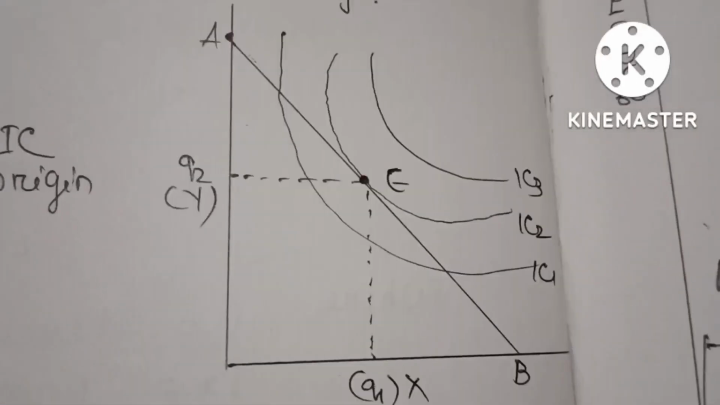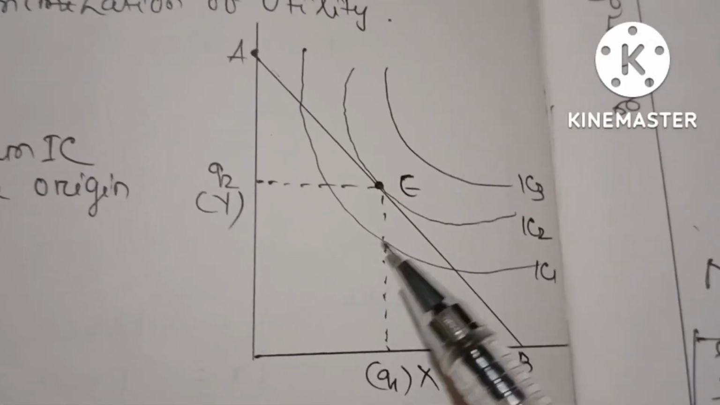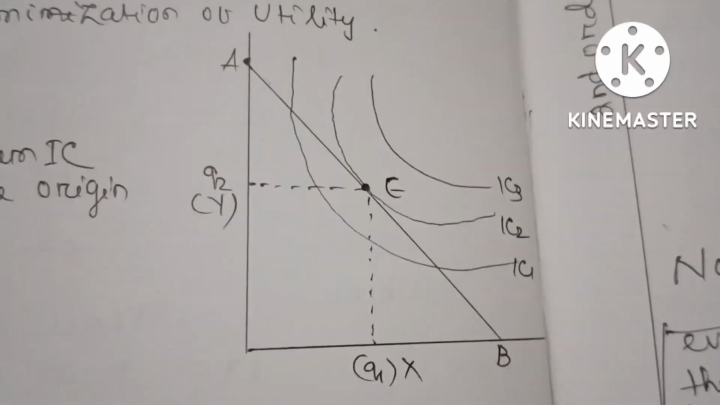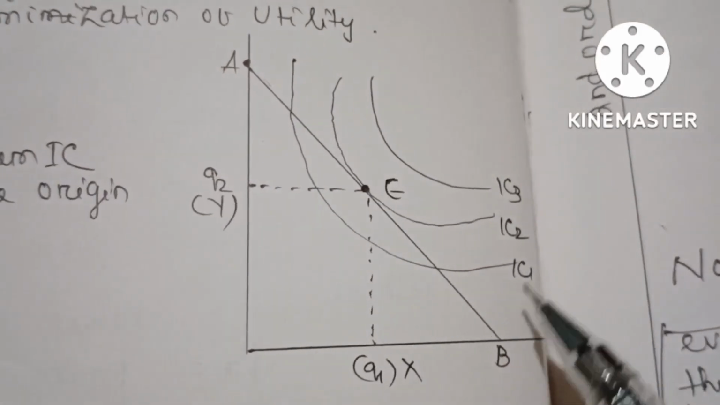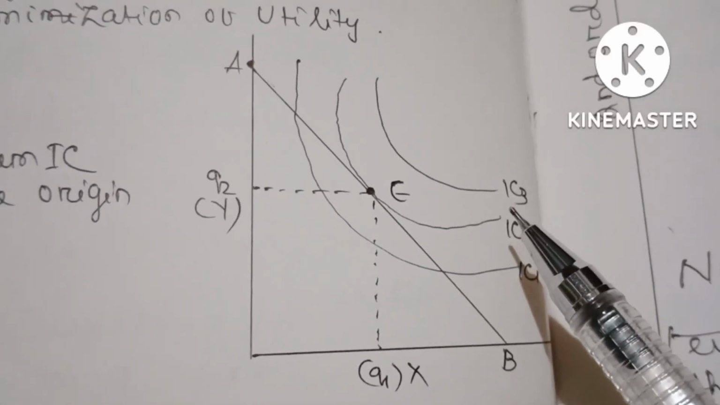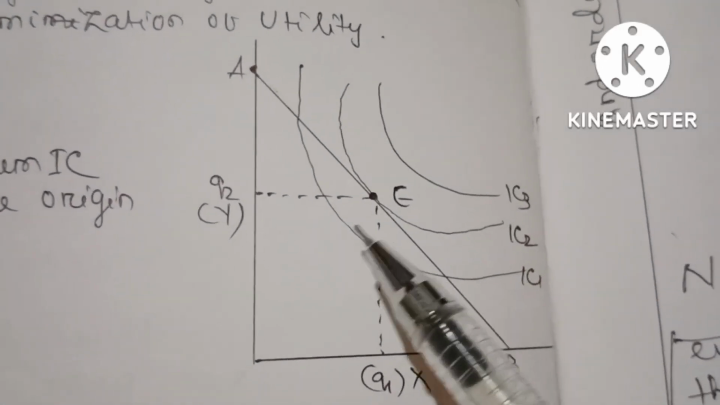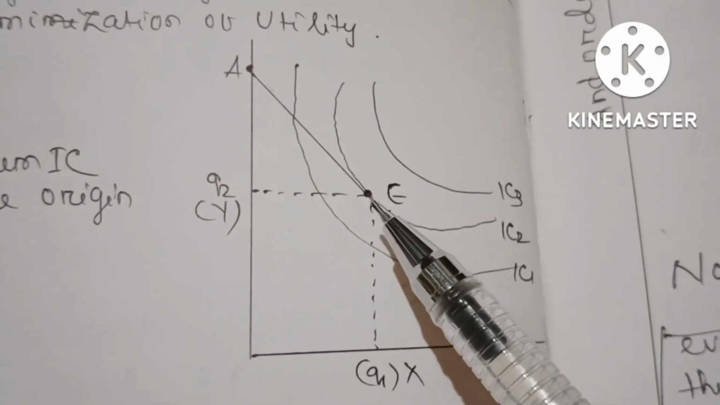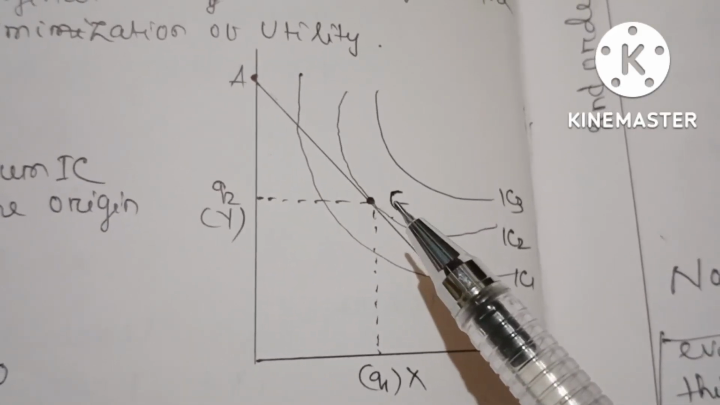See in this figure, AB represents your budget line, and IC1, IC2, IC3 represent your indifference curves. At point E, both the conditions are satisfied. That is the first order condition.